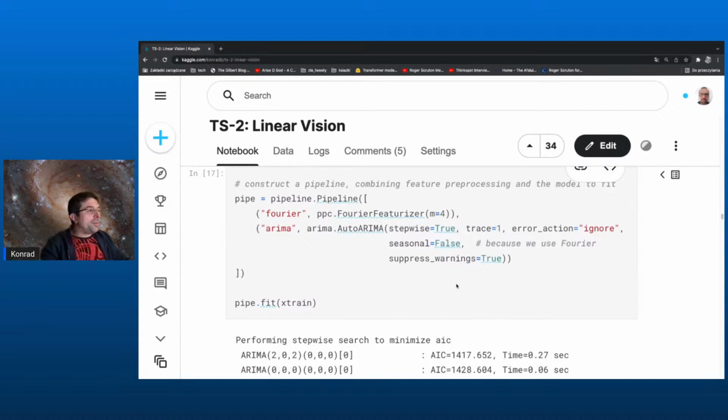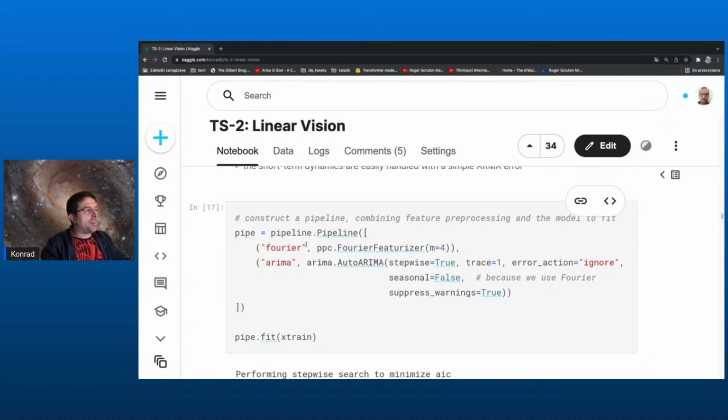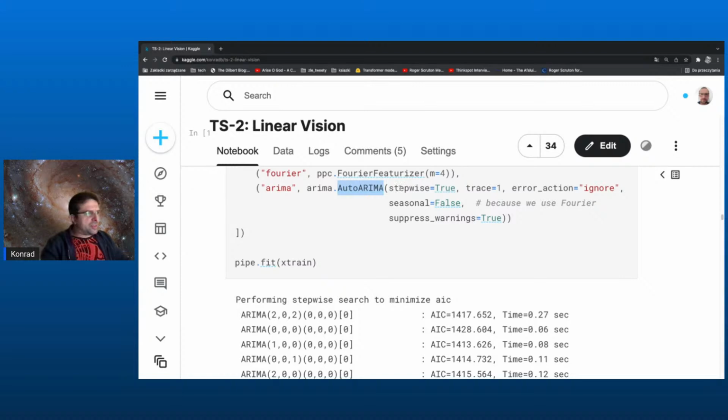We build a pipeline, the usual way. What's the featurizer that we use? We have quarterly data, so not an awful lot of featurization to happen, but it can still help. And then we have my personal favorite in the pmdarima package, namely AutoARIMA. AutoARIMA finds the optimal order for the ARIMA time series by comparing the information criteria that we also discussed here earlier.